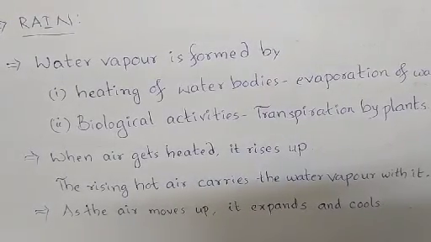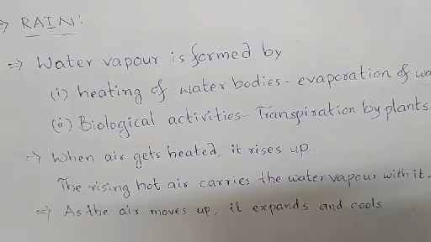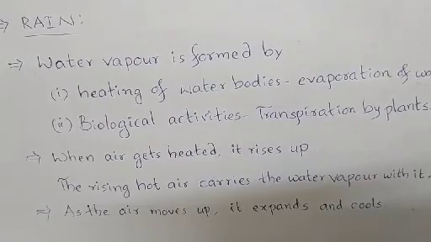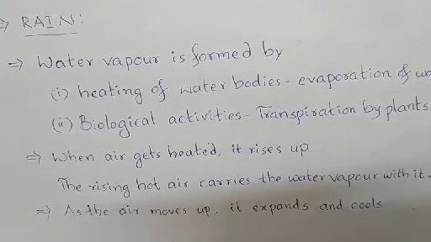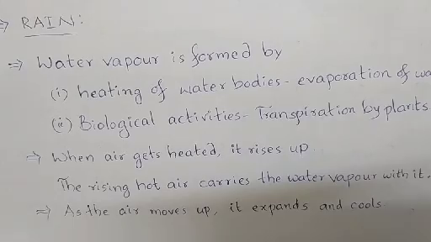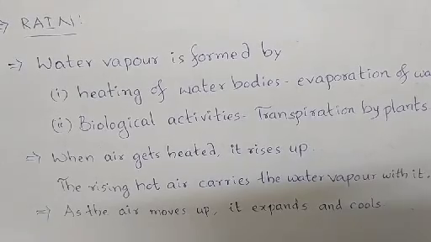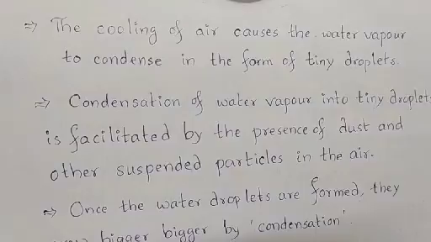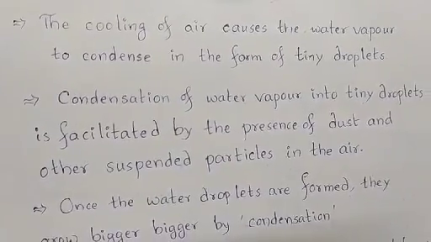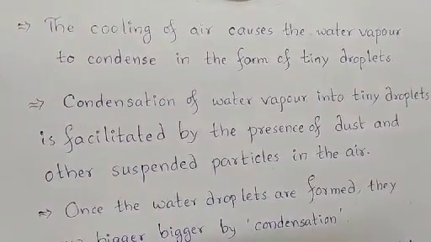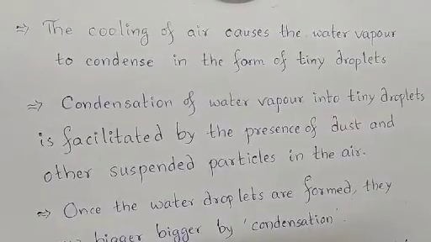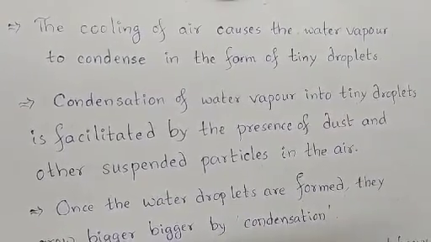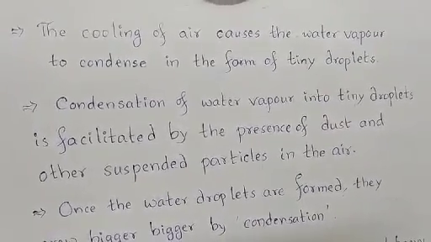As the air moves up, it goes to higher altitudes. Then what happens? The raised air expands and then cools. The cooling of air causes the water vapor to condense in the form of tiny droplets.